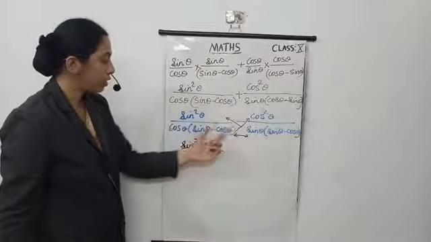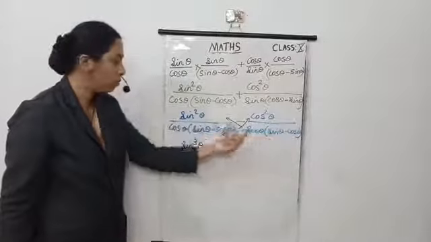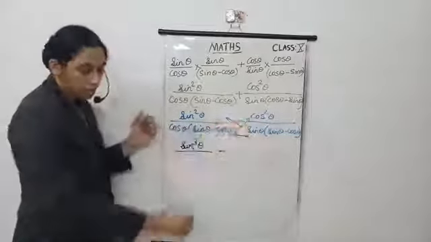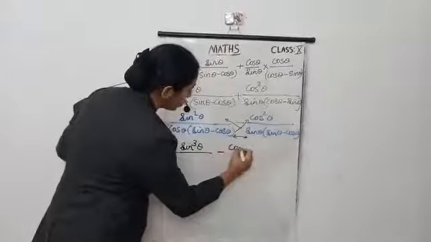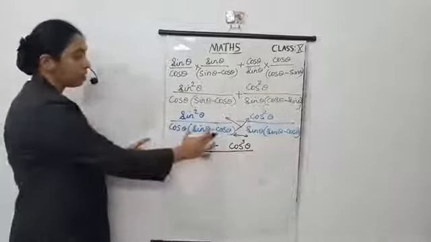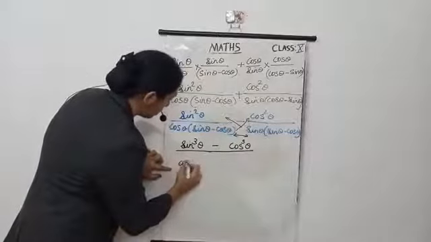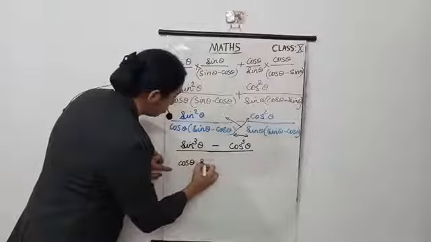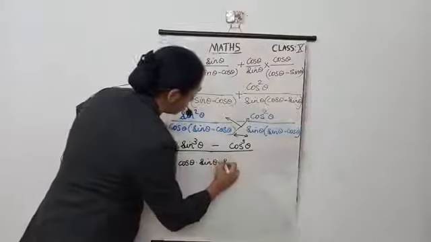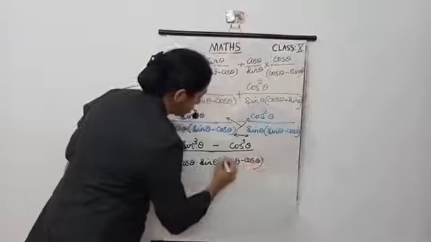here also cos theta into cos square theta, here sin theta minus cos theta, here also sin theta minus cos theta, so both are common, so cos theta into cos square theta is cos cube theta. This all divided by this numerator multiply, so cos theta into sin theta into, here this is common, so this is sin theta minus cos theta.